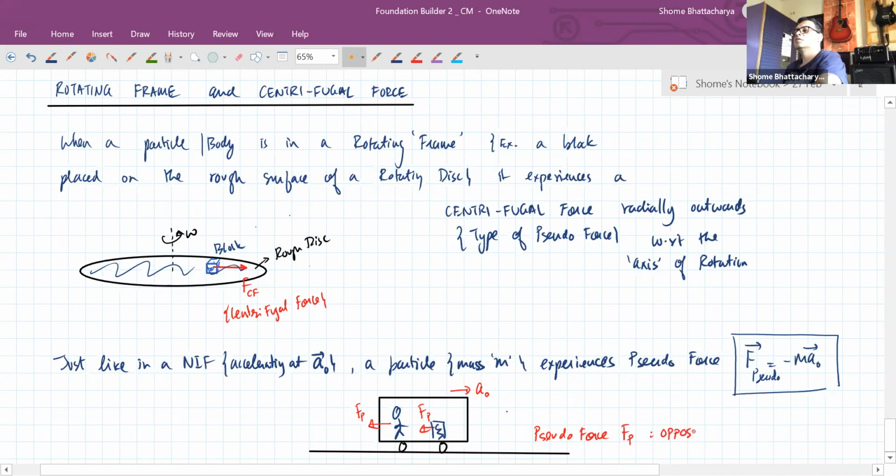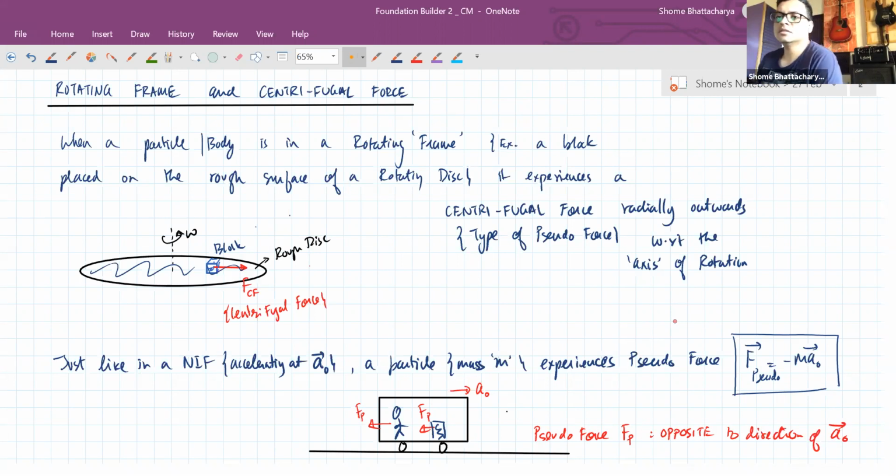It is opposite to the direction of the acceleration of the frame. So centrifugal force is also something similar to that. From your everyday life experience, you know that if you are, for example, inside a car which is taking a sharp bend in a circular path, then objects inside the car or even your body experience a centrifugal force which is radially outwards, outward from the axis of rotation. So that is again what type of force? It is a pseudo force. And why does it act? Because a rotating frame is also a non-inertial frame. We'll discuss the formula and the equation for it. Just note down this much first.